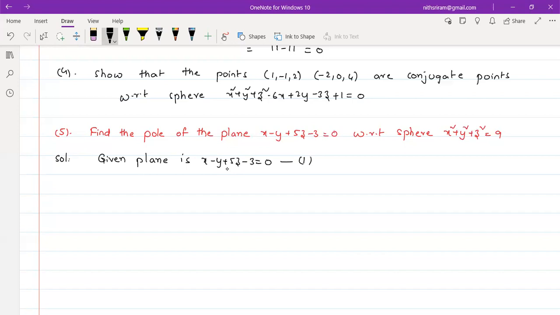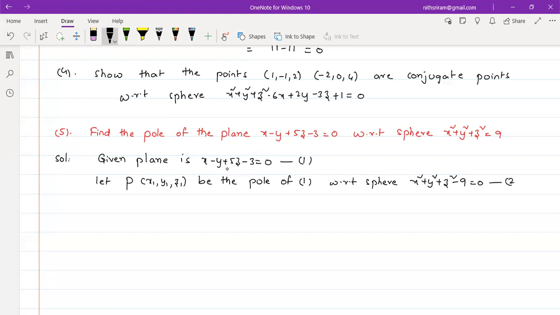Okay. So that is why I am supposing let P(x1, y1, z1) be the pole of equation 1 with respect to the sphere x square plus y square plus z square minus 9 is equal to 0. So this is 2. Okay. So now we have to find this particular point x1, y1 and z1.